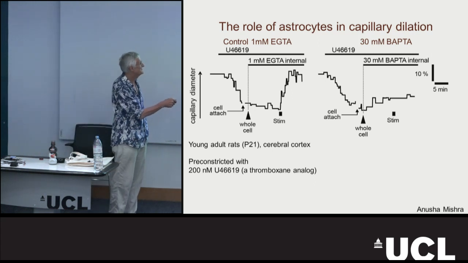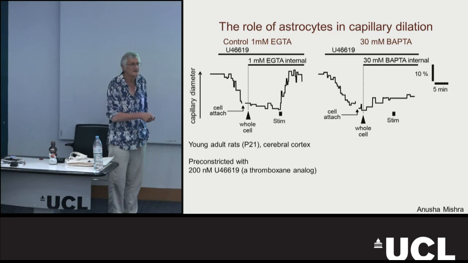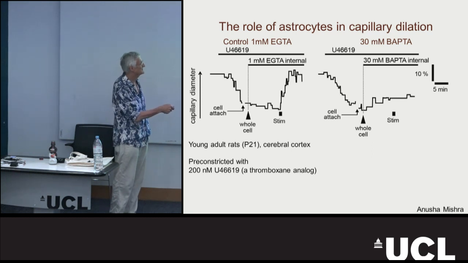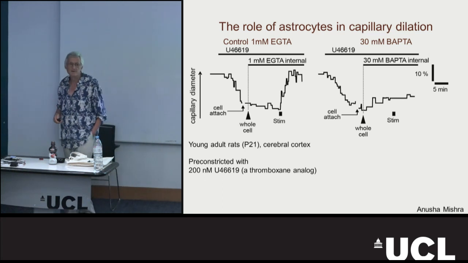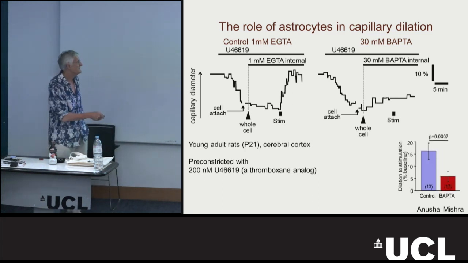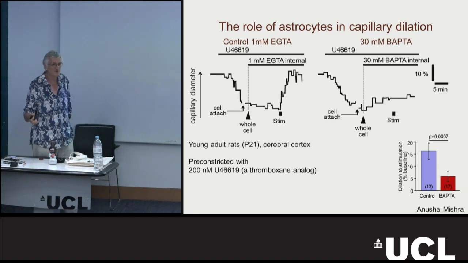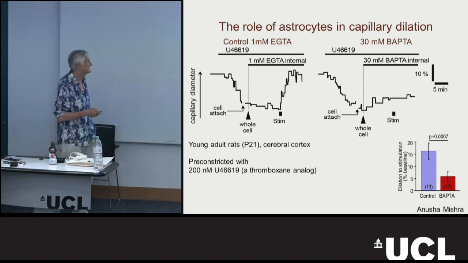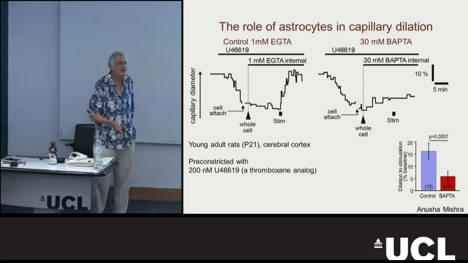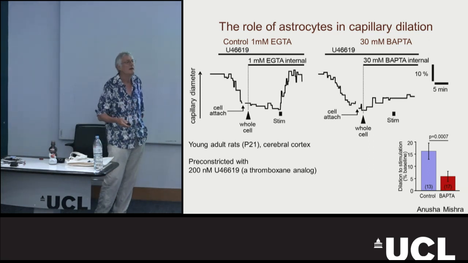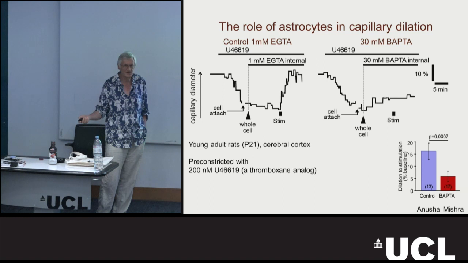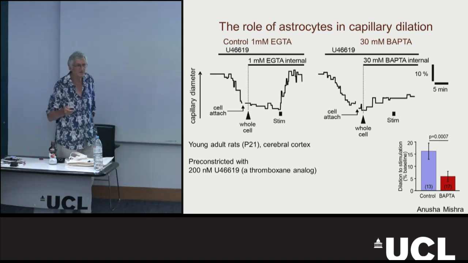You can then do another experiment where instead of putting low EGTA inside, you put a high concentration of the fast buffer BAPTA inside, and then in this carefully chosen example, when you stimulate, you get no dilation at all. And on average, the dilation was reduced by about 70% when we put the strong calcium buffer inside the cell. So this tells you that astrocyte calcium rises trigger the release of something which dilates the capillaries.